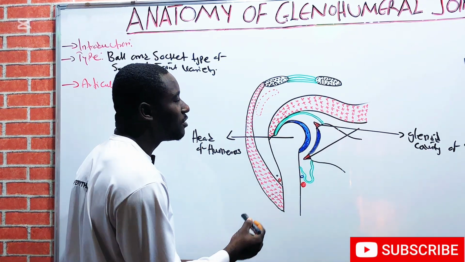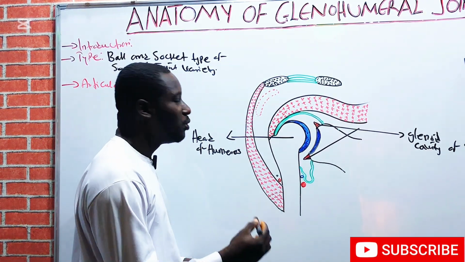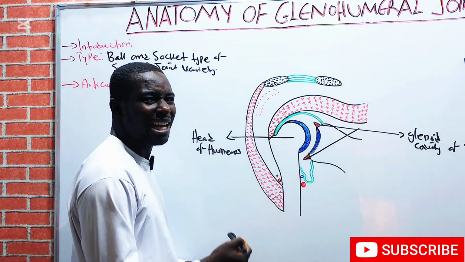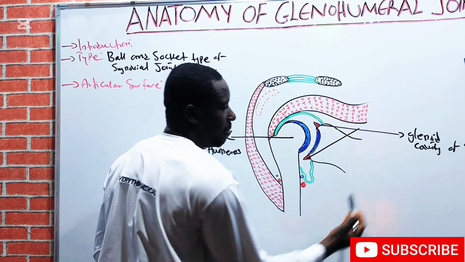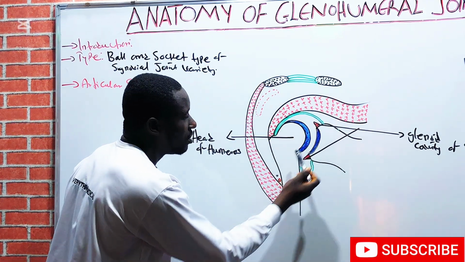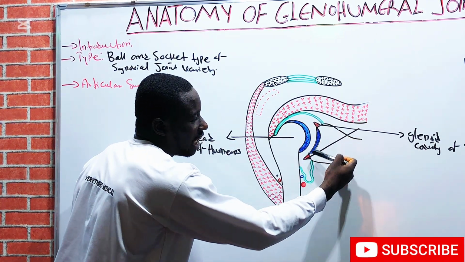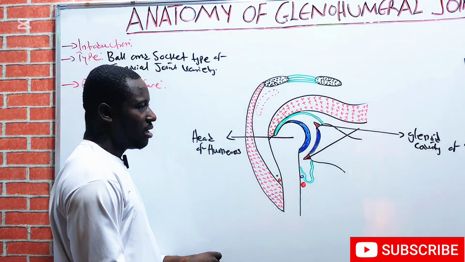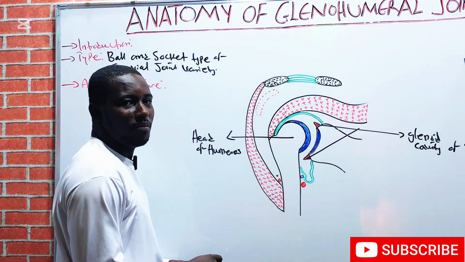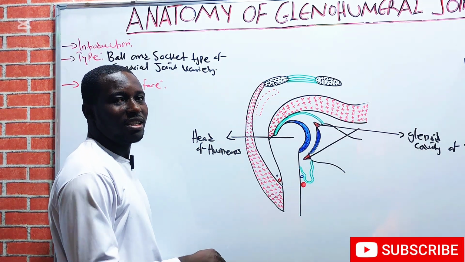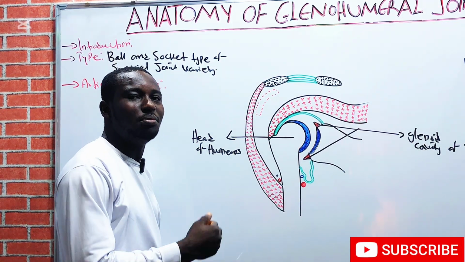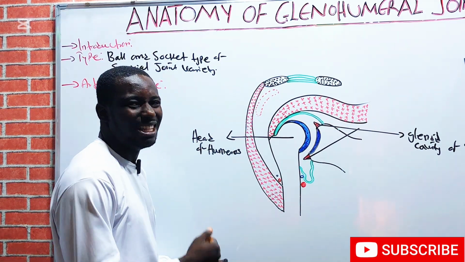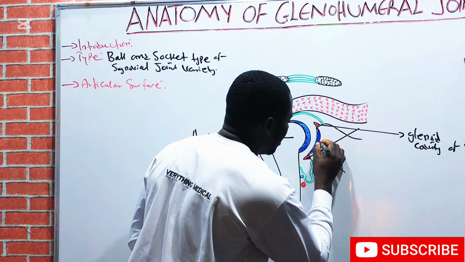You get? So it's formed by an articulation between the large round head of the humerus and the small and shallow glenoid cavity of the scapula. As you can see, this is the large round head of the humerus. This is the small and shallow glenoid cavity of the scapula. Good. Now, the glenoid cavity of the scapula is slightly and effectively deepened by a fibrocartilaginous ring known as the glenoid labrum. So here is the glenoid labrum.